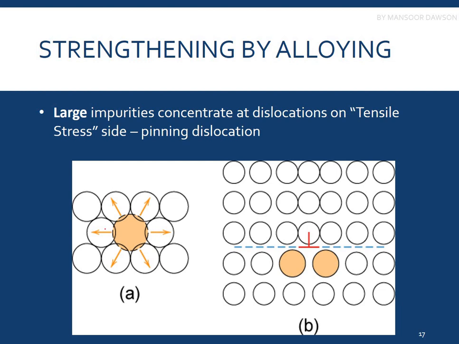In this case, when the size of the impurity atom is larger than that of the parent lattice, stresses would be generated. The stresses generated inside would be tensile. Again, this would cause a hindrance in the dislocation movement, the line of dislocation, and the dislocation movement would be resisted by that hindrance. Again, plastic deformation would be compromised, and the strength would be increased.